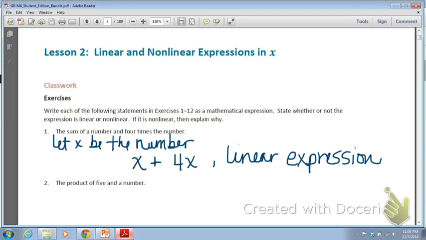And that would be a linear expression because the power on the variable is 1, and I can have a 0 or a 1 to have it still be linear. Okay, so if you need to, pause and work on 2, otherwise keep listening.